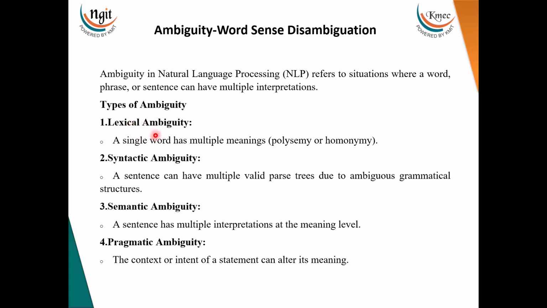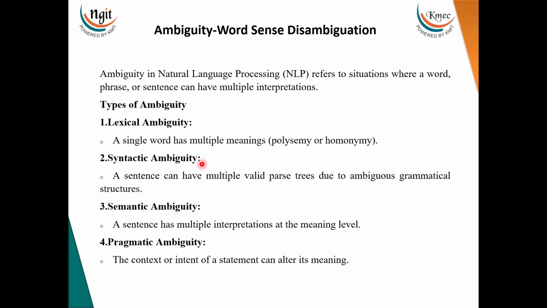First is lexical ambiguity. A single word has multiple meanings, that is polysemy or homonymy. So an example for this could be bank. When we say bank, it may refer to a financial institution or it may refer to a river bank.